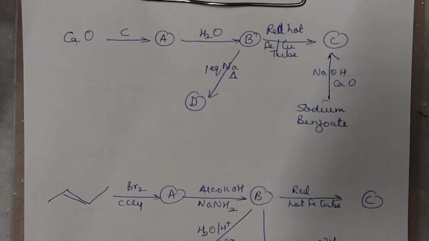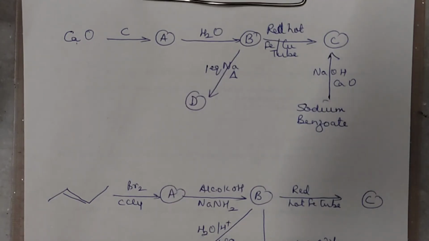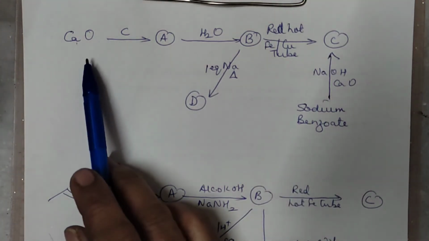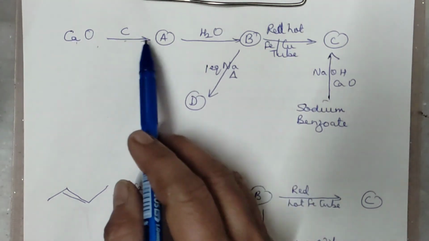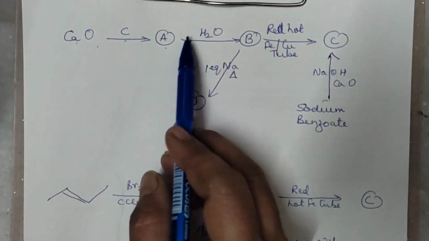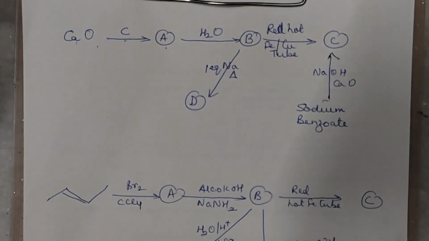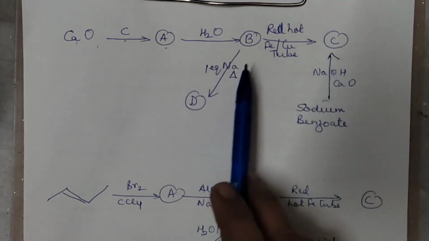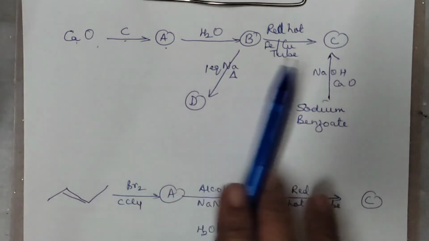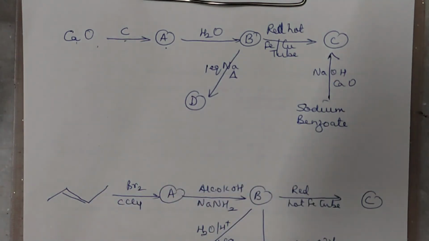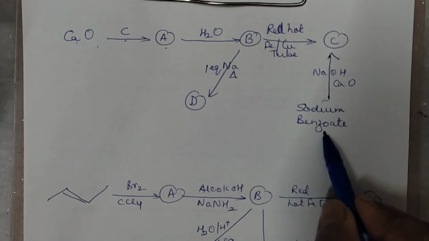Okay. Now suppose you have some questions like this, ABCD type. Some calcium oxide is given. These are some examples. With carbon it is forming this, further with water, B, red hot iron tube, C, then this B again with sodium forms D. In this, one clue will be somewhere to proceed with, to start with the reaction. Like here there is one clue.